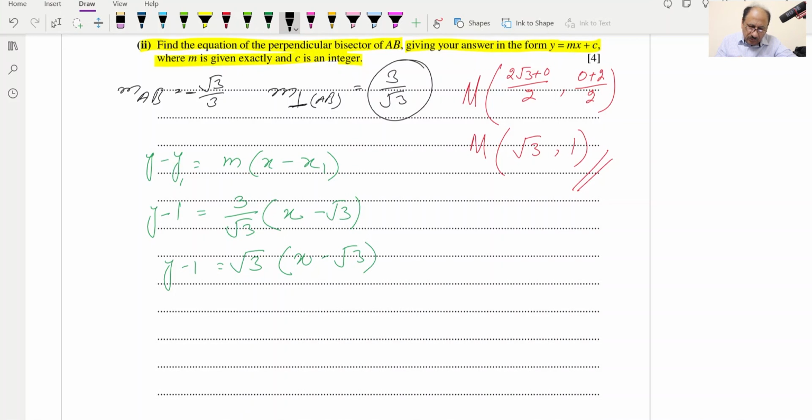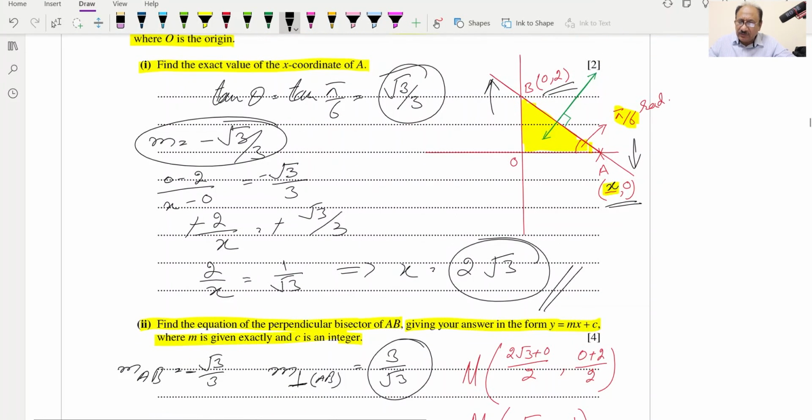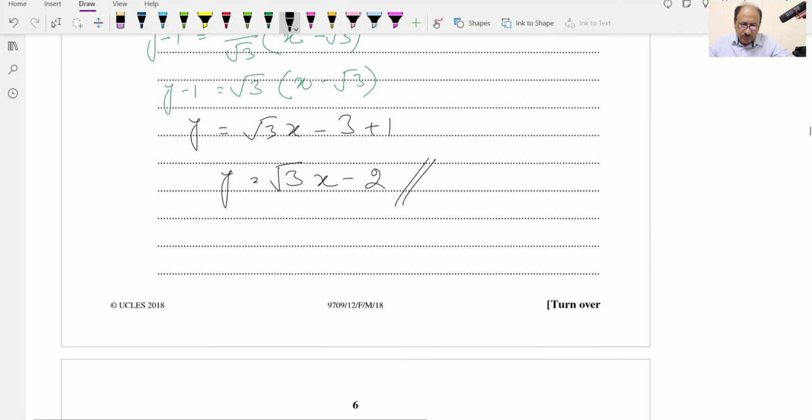Further, what we can do, we can shift minus 1 to the other side and multiply it with the inside bracket terms. So under root 3x minus under root 3 into under root 3 will be 3, and this minus 1 we will shift to this side, it will be plus, and this side will be y only. This will be y is equal to under root 3x minus 2, and this will be the final equation of the perpendicular bisector, this one which we have drawn over here. Hopefully you understood this point.